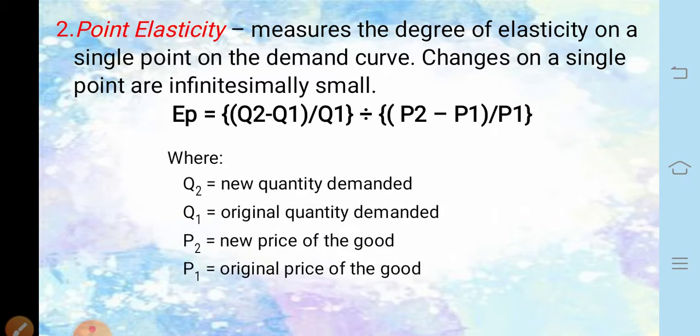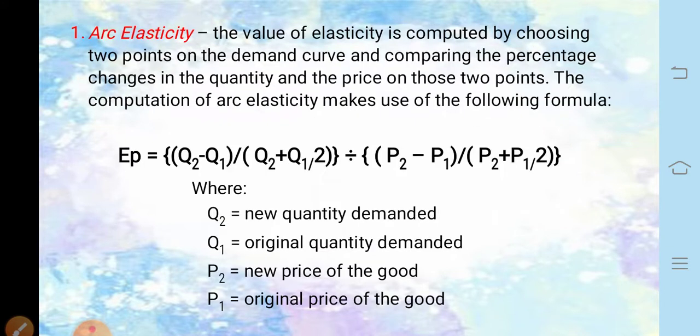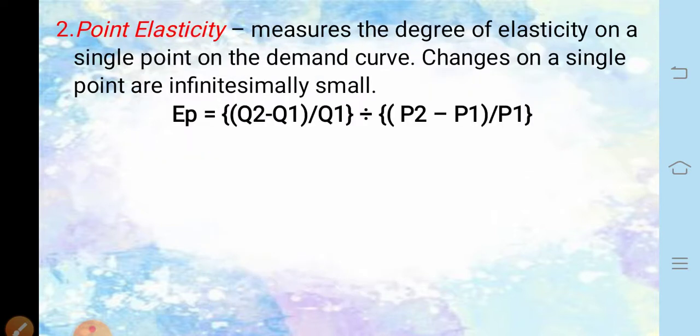Okay, ito yung tatandaan nyo na formula. Where Q sub 2 is the new quantity demanded. Q sub 1 is original quantity demanded. P sub 2 is the new price of the good. And P sub 1 is the original price of the good. Okay? Yung Q sub 2 is changes. Again, it is the changes of the demand. Kung ano yung bagong demand, and then the P sub 2 is changes of price, kung ano yung bagong presyo. Okay, tatandaan nyo yung mga formula na ito, arc elasticity and point elasticity.